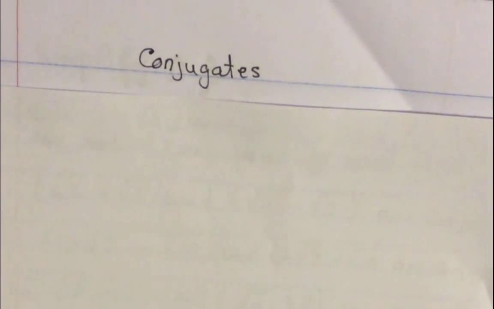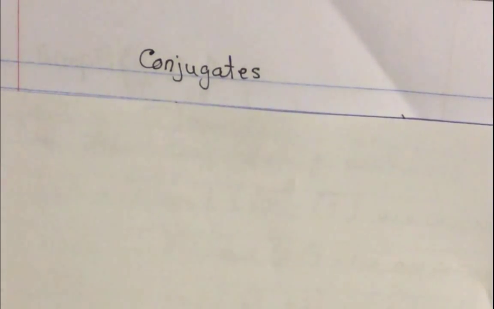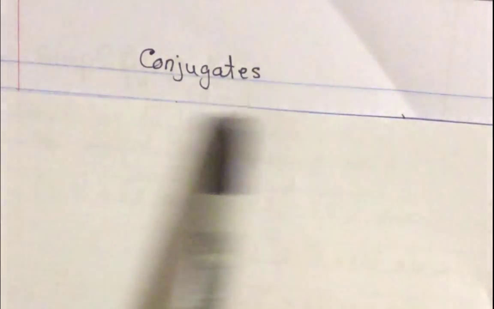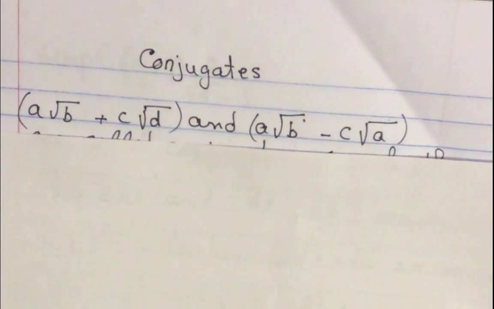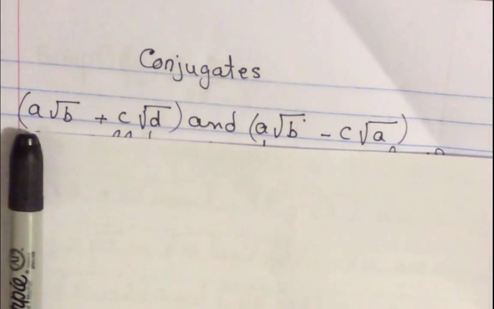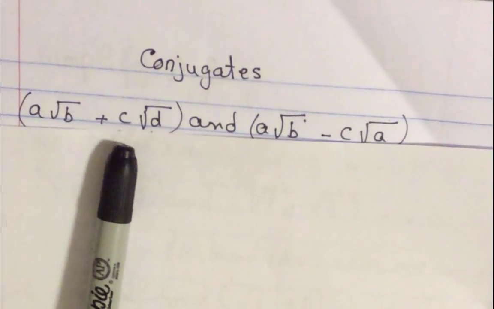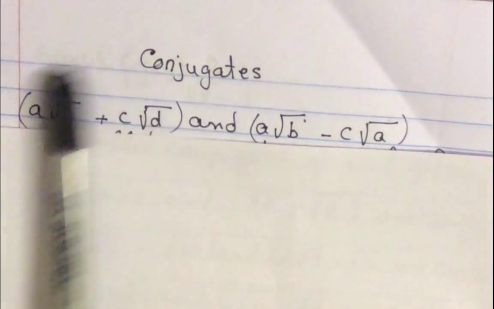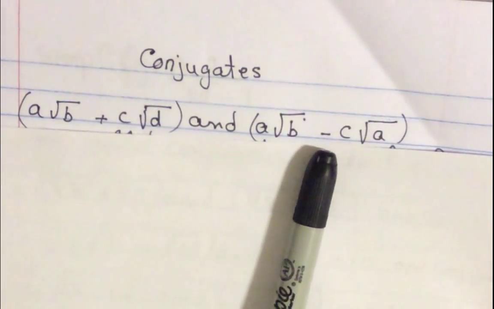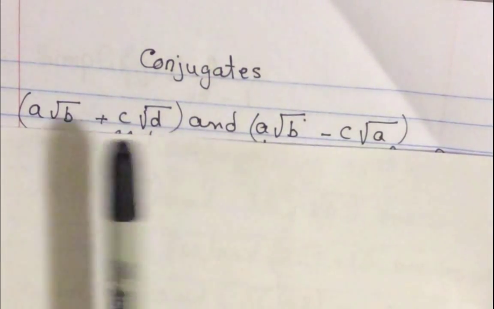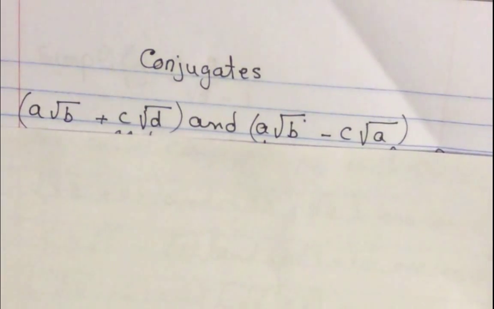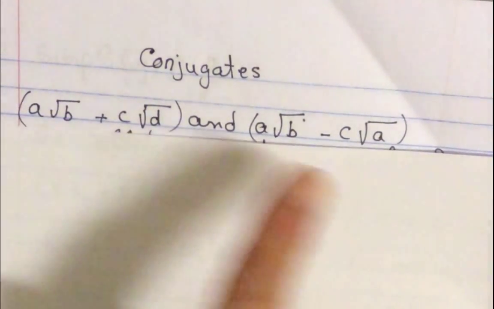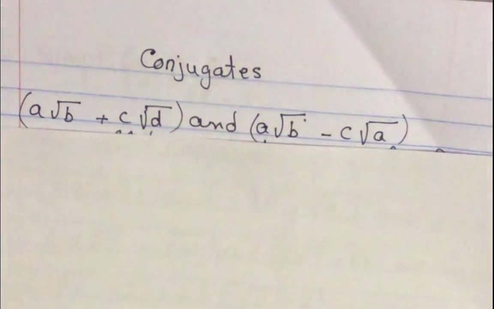So now what I just showed you as an introduction to today's lesson is something called conjugates. If we have two quantities like this, square root of b plus c square root of d, and another quantity looks exactly the same, the only difference is the middle sign. If this is positive, the other one should be negative. If this is negative, the other one is positive. We call these two quantities conjugates of each other. Like this quantity is conjugate to that, and this one is conjugate to the other.